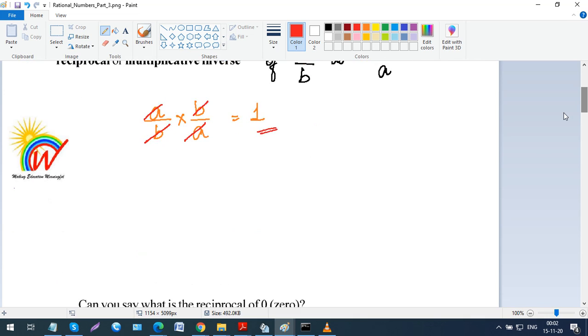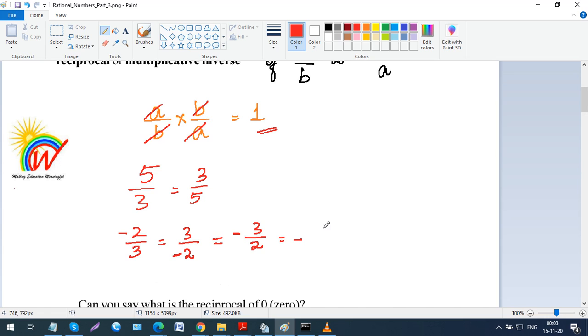So what will be the reciprocal of 5 by 3? It's going to be 3 by 5, right? And if I ask you what's the reciprocal of minus 2 by 3, you can write it as 3 by minus 2, but usually we don't write the minus in the denominator, so this actually means minus 3 by 2. Usually we write it on the top or in the middle. Even the middle is fine, minus 3 by 2. We don't usually write it in the denominator, but it has the same meaning.